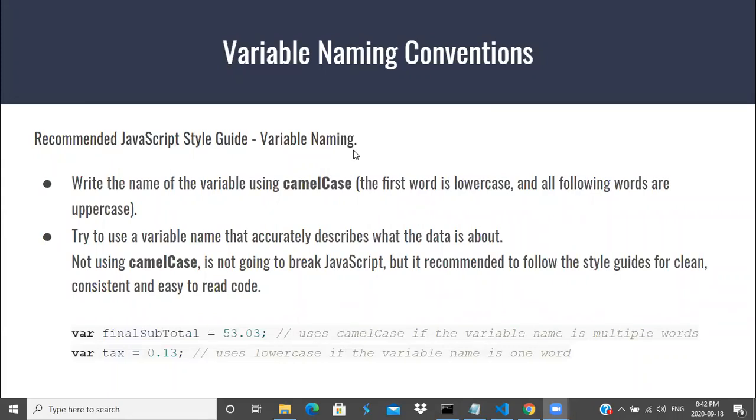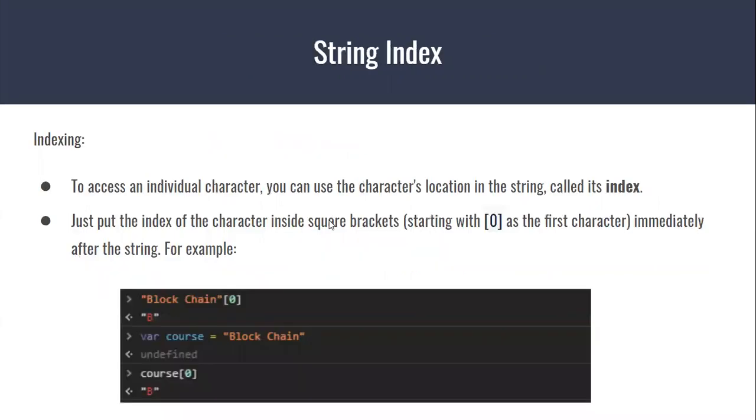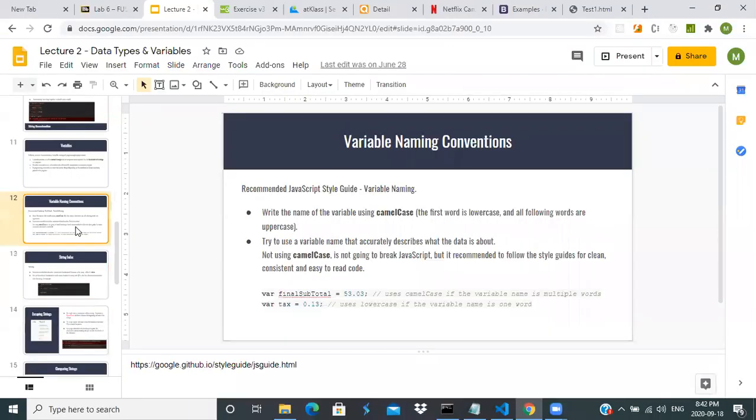Camel case. So try to use a variable name that is accurate. When you are creating variable names, it's very good practice in programming to describe what exactly the data is about. If you have a credit card number, you might as well call it credit card number. Don't call it XYZ data or whatnot, right? You don't want to get into that situation where somebody cannot read your code.